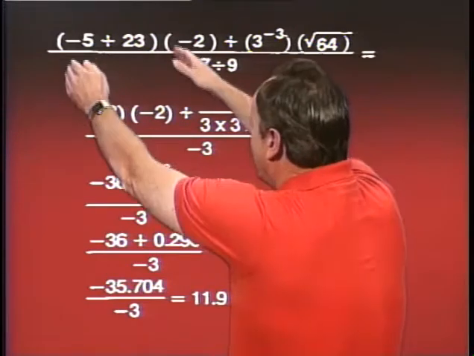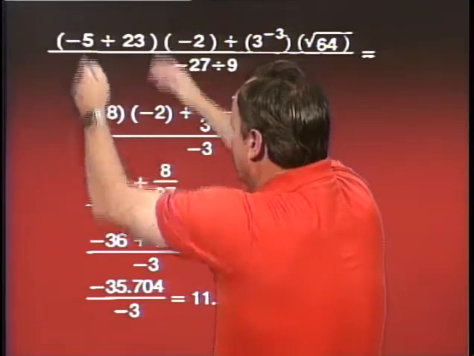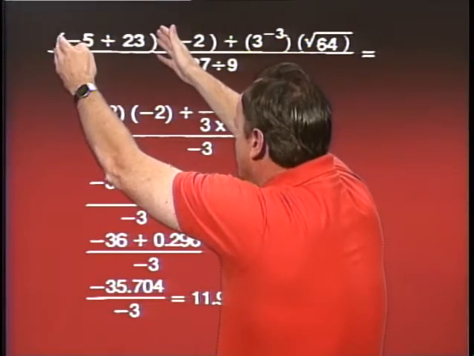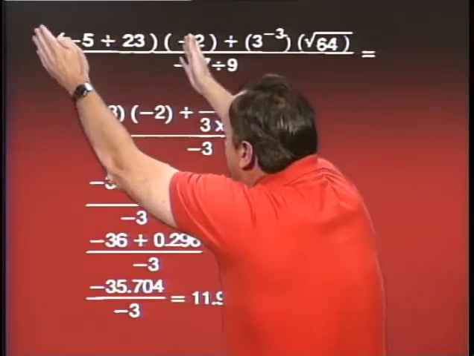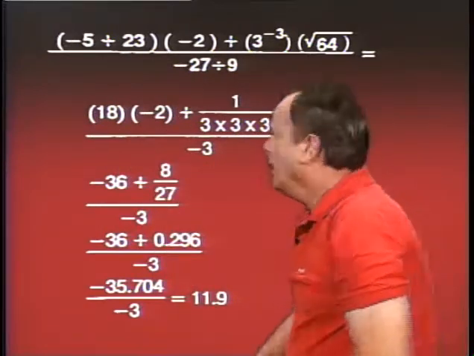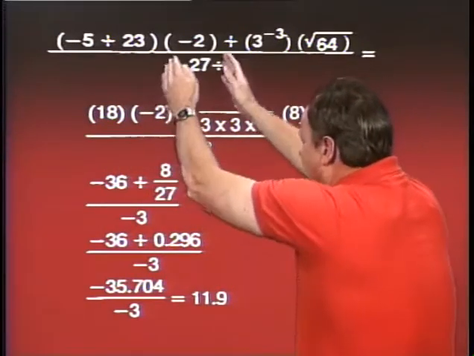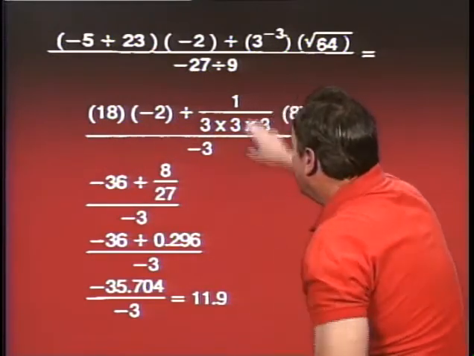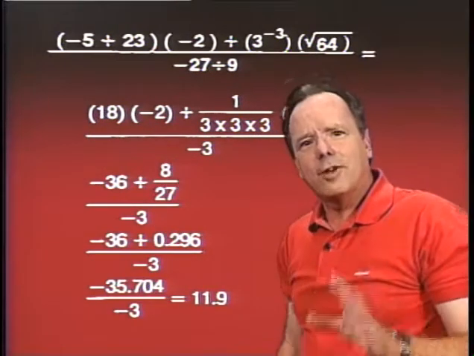First of all, we have minus 5 plus 23. Well, if you want to resolve that, all you have to do is do what it says. It's 23 minus 5, and that comes down to 18. So we resolve the first expression right there. Then we have minus 2, so all we have to do is bring that down. Now you have 18 times minus 2.